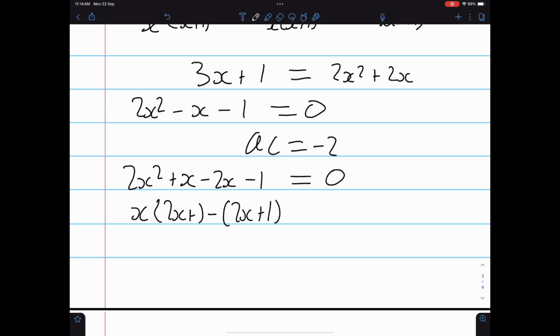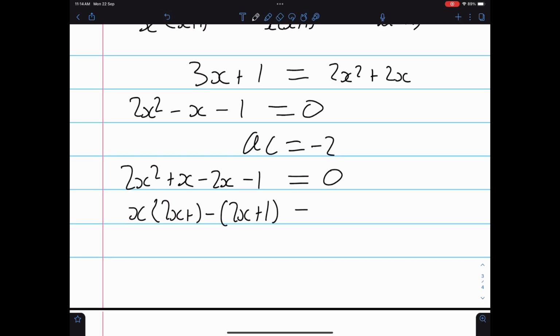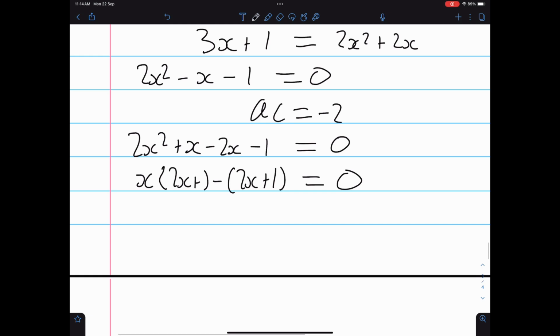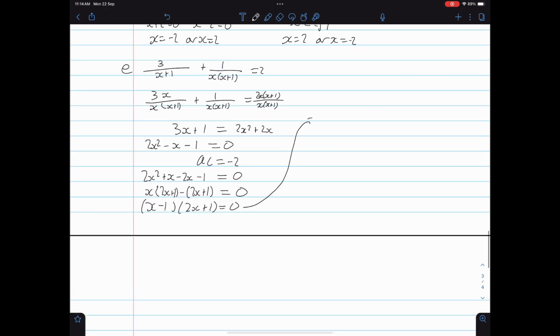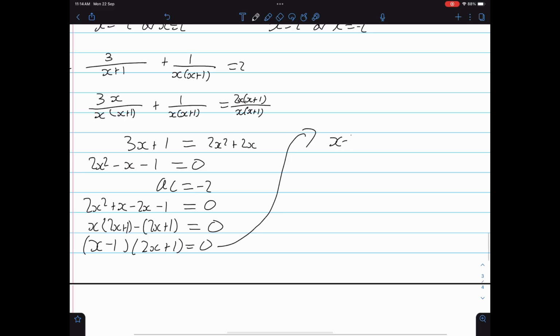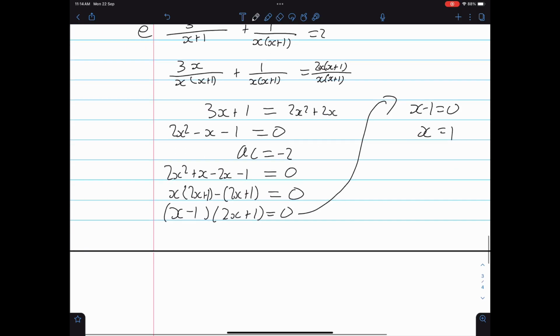Notice how I factored out this -1. So this means x minus 1 equals 0, or 2x plus 1 equals 0. So x equals 1, or 2x equals -1, so x equals -half.